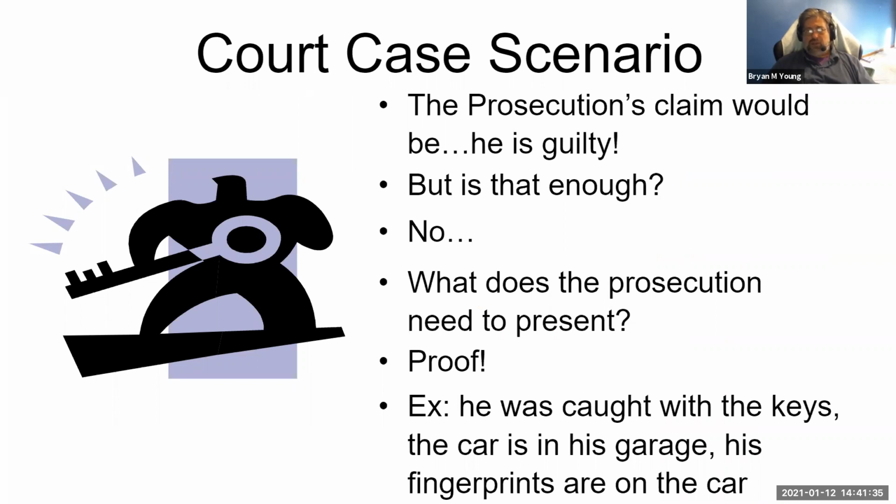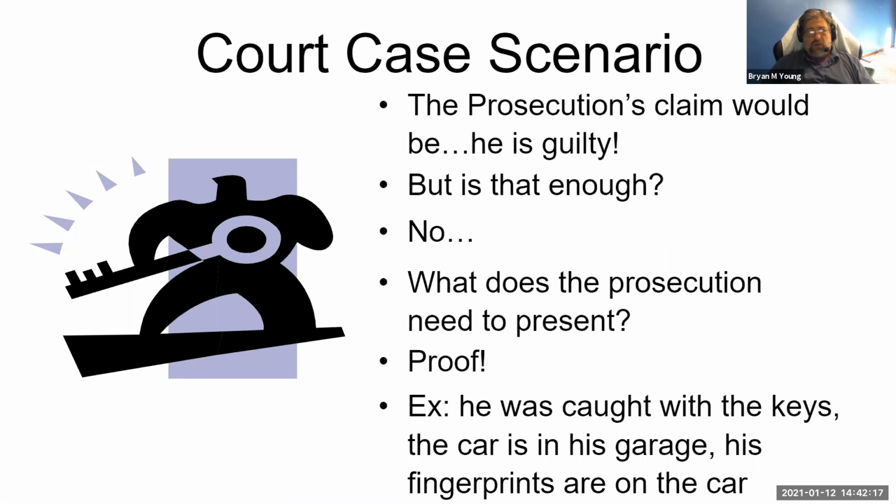So in our court case, the prosecution would say he's guilty. You need proof. Okay, he's caught with the keys. The car was in his garage. The fingerprints are on the car. Now, in a lot of cases, the proof or the evidence is enough. It's kind of obvious. You come in from outside and you're covered in snow. Like, wow, it must be cold outside. I don't need to explain why you being covered in snow would lead me to think it was cold out. But in some situations, you do need to explain it.